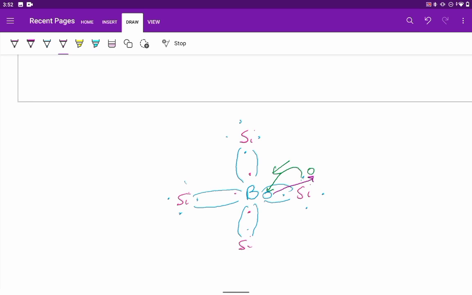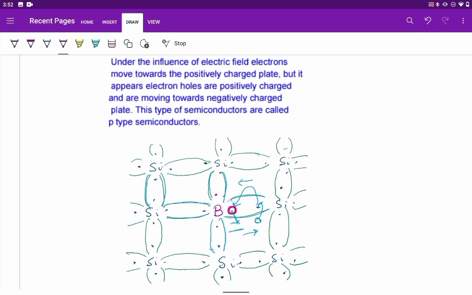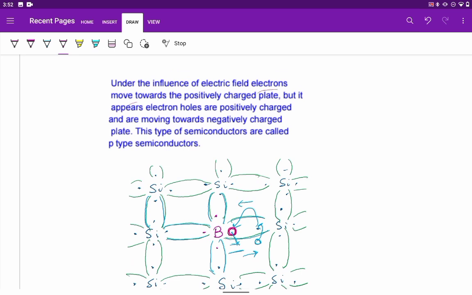So with this diagram, we can justify this statement that under the influence of electric field, electrons move towards positively charged plate. This happens because electrons are negatively charged. It will move towards positively charged plate. But it appears that the electron holes are positively charged and are moving towards negatively charged plate because they move in opposite directions. So this type of semiconductors are called p-type semiconductors, because the electron holes seem to be positively charged, and because they are moving towards negatively charged plate, opposite in direction to the movement of the electrons.